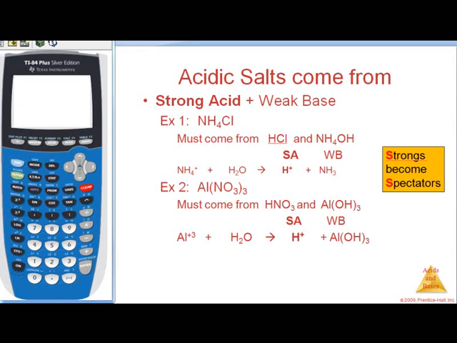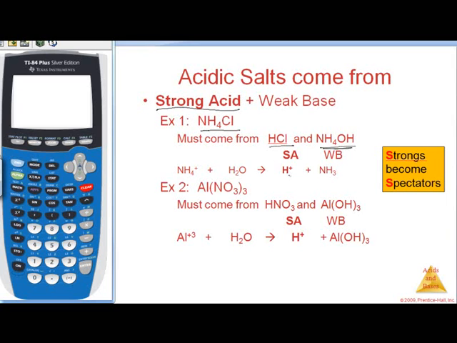Alright, so acidic salts come from, as you imagine, the opposite: strong acid and weak base. So if I think about a salt like ammonium chloride, the ammonium sounds a lot like ammonia, okay? So in this case, the chloride must come from HCl, a strong acid, and the ammonium must come from the weak base, ammonium hydroxide.